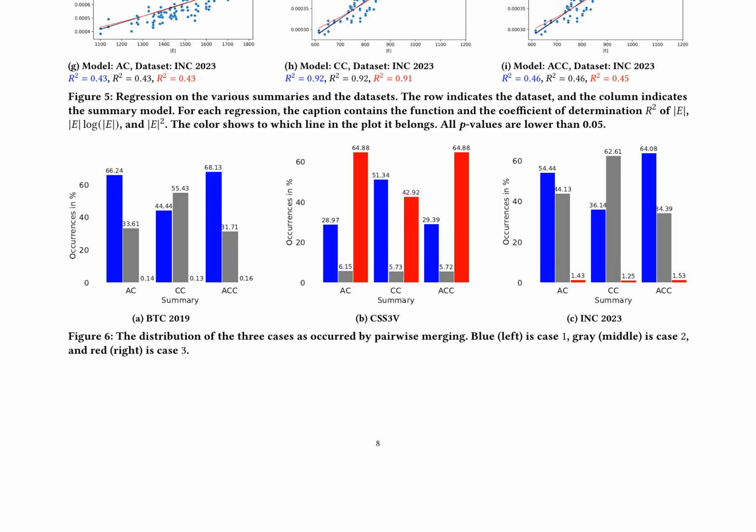Notably, the INC 2023 dataset exhibits lower R² values for all models, indicating less predictive power compared to the other datasets. In Figure 6, the distribution of 3 cases is illustrated, showcasing their frequency by pairwise merging. Case 1 is represented in blue, Case 2 in gray, and Case 3 in red. This visualization provides insight into the characteristics of the data, highlighting the frequency of each case within the dataset. The results of this study provide valuable information for researchers and practitioners seeking to understand the efficacy of these summary models in various contexts. All p-values were found to be lower than 0.05, indicating statistical significance.